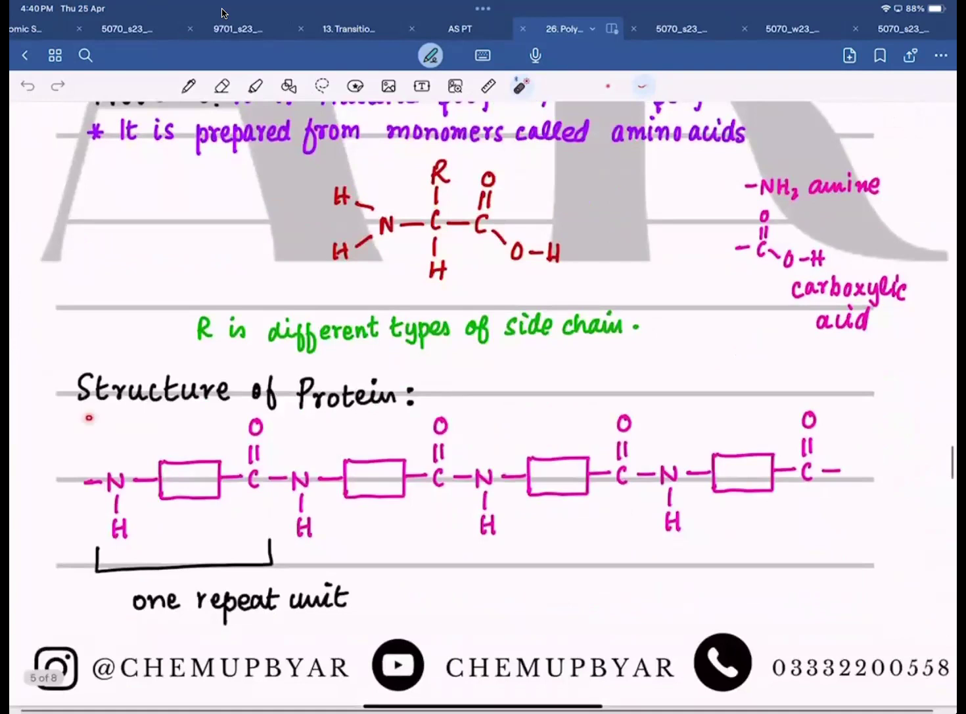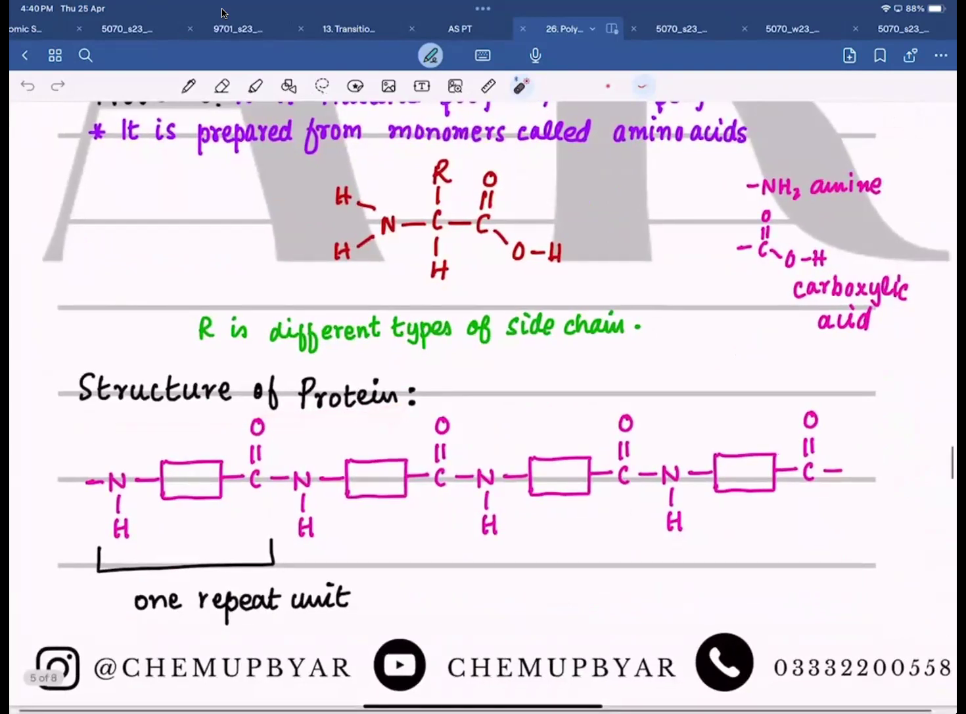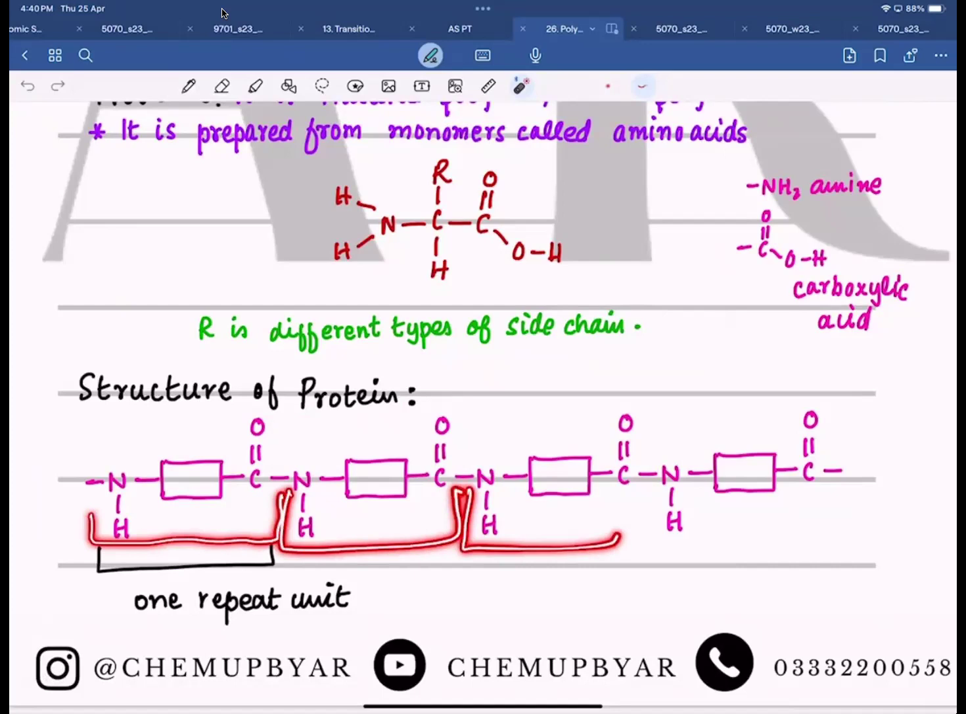Now, if you see the structure of a protein, the repeat unit in the structure is this, because from here the repetition starts, right? Yes, is this understandable?